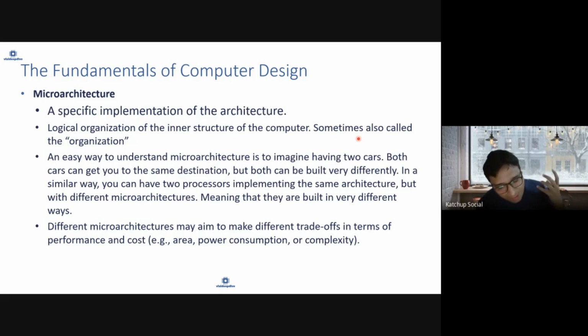So you can have two processors implementing the same instruction set, but with very different microarchitecture. Basically, they are built in very different ways, similar to two cars that both have steering, a stick shift or gear, an accelerator, a brake and a clutch, but can be implemented very differently. One can be a sports car, one can be just a normal car.